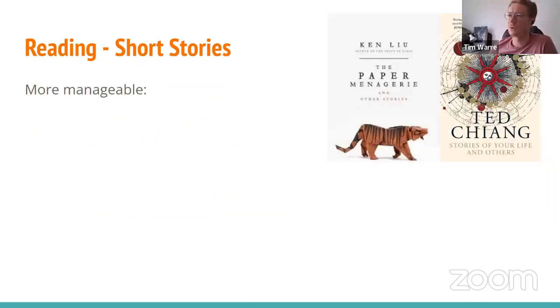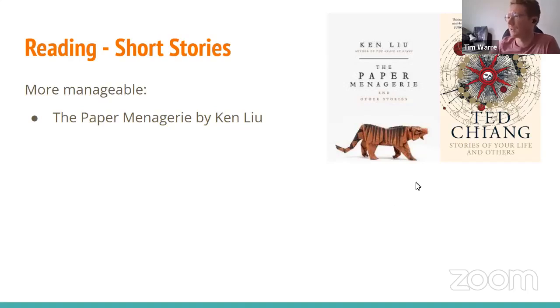Some that I've used, there's a really good one that you can get for free online called The Paper Menagerie by Ken Liu. It's part of his compilation of short stories, but The Paper Menagerie is available online. I've done it with my C2 group. I think you can do it with high B2s and C1s as well. It's not very long. It's a really beautiful story about a Chinese immigrant family moving to the USA, and lots of issues about integration and immigration. And we had some wonderful discussions in class based on it.